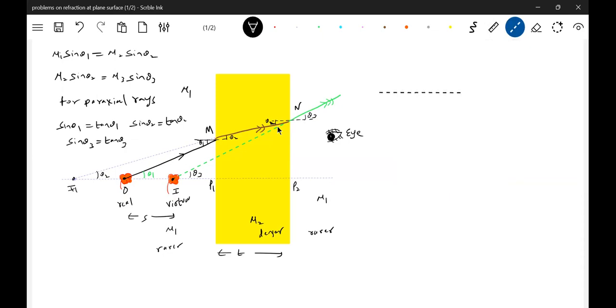Suppose this is the object. Okay, this is the brown color one. No, where is the brown color? It is here.